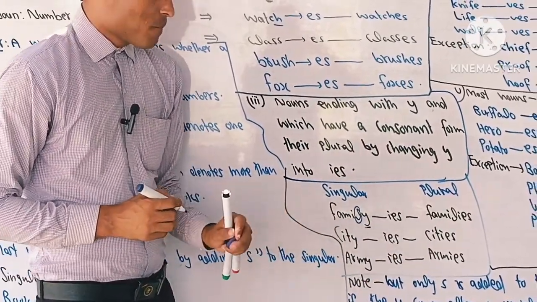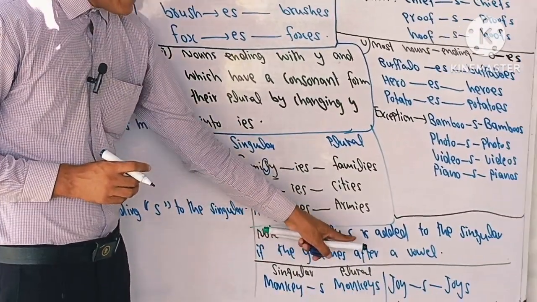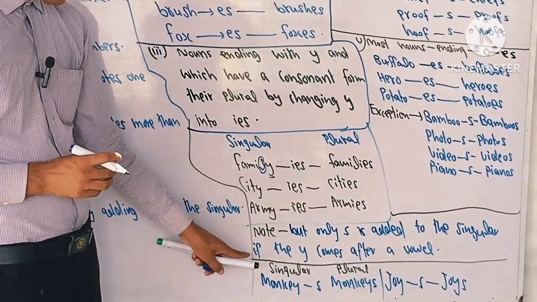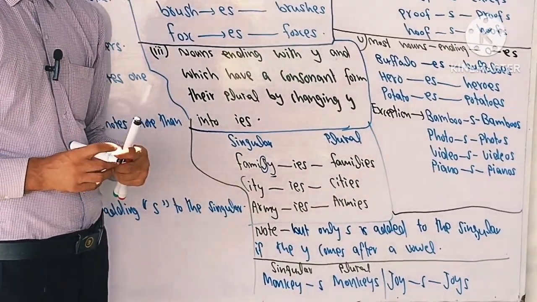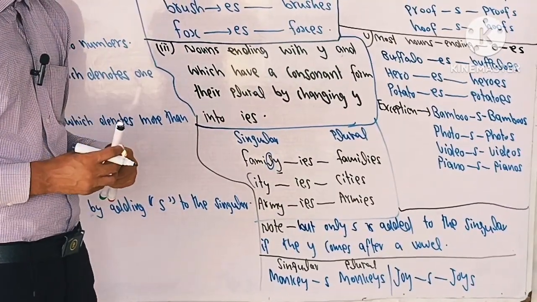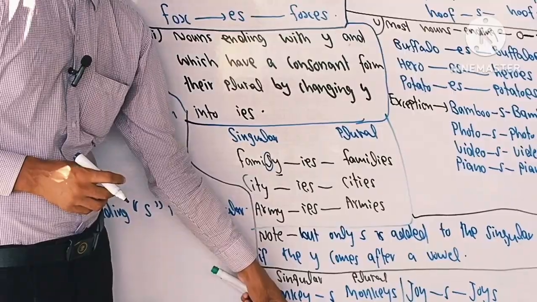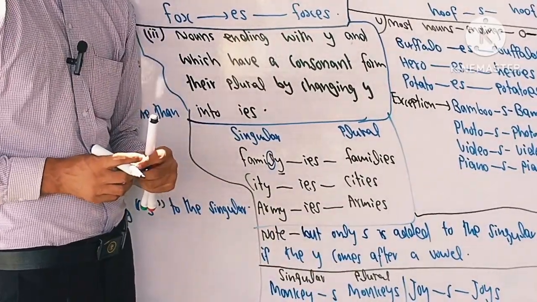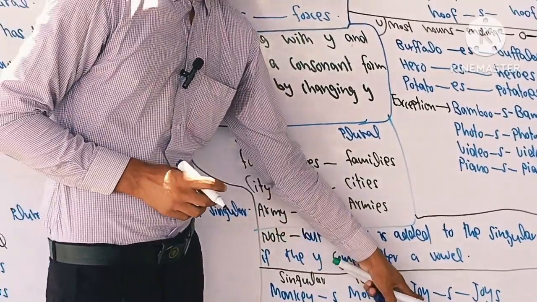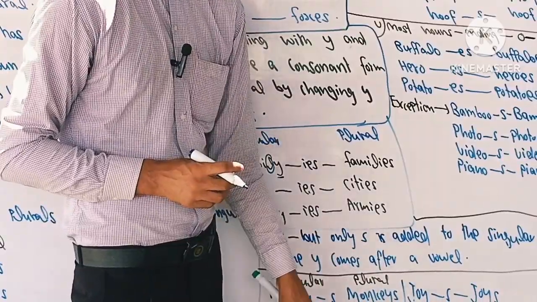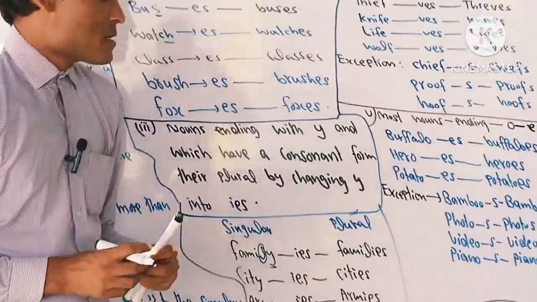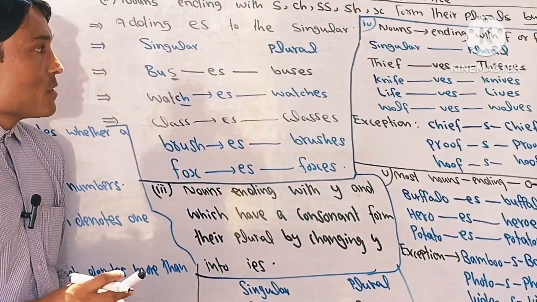Next, note. But only s is added to the singular if the y comes after a vowel. Look at the examples. For example, monkey. So y is there. Before y there is a vowel. So we add only s. So monkey, monkeys. And also joy, before y we have the vowel o. So we add only s. That is called joys.